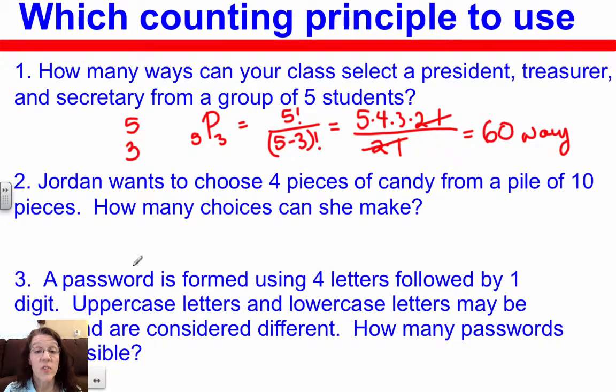All right. Did you just say that it was a combination because the order doesn't matter? It doesn't matter what order she picks those 4 pieces in. She'll get those 4 same pieces however she does it. She's not ranking them. She's not choosing her favorite and then her next favorite or anything like that. So n is 10 because that's the total number she's choosing from, and r is 4 because that's the number of items she's chosen. So we have 10 factorial over 4 factorial times (10 minus 4) factorial.